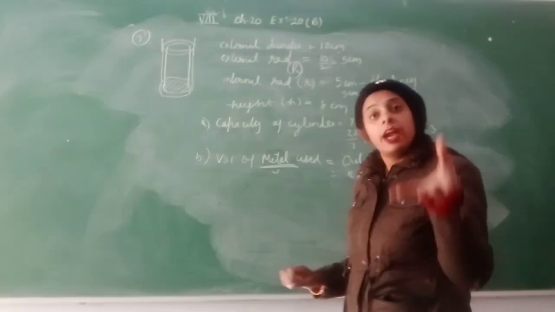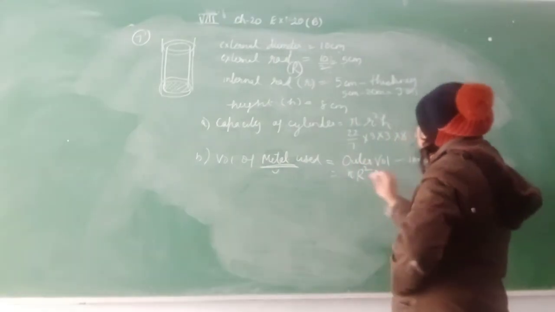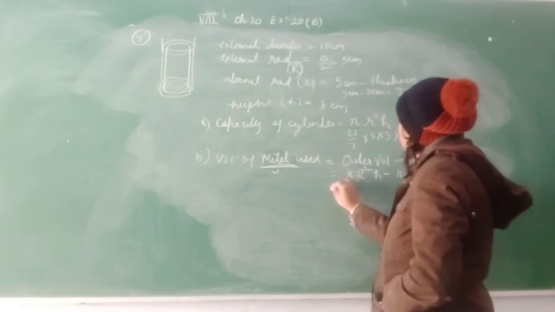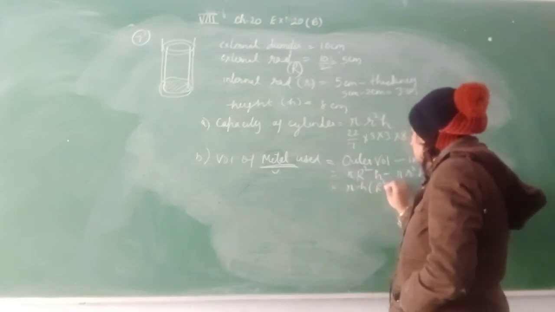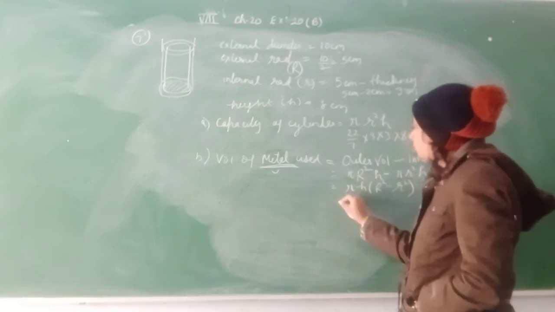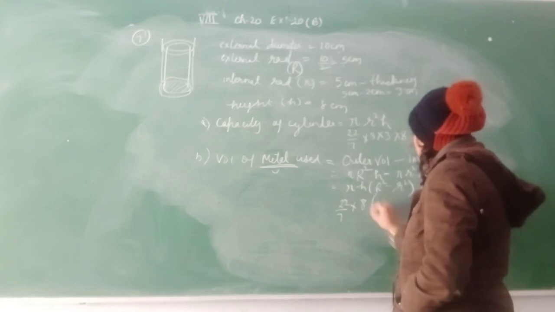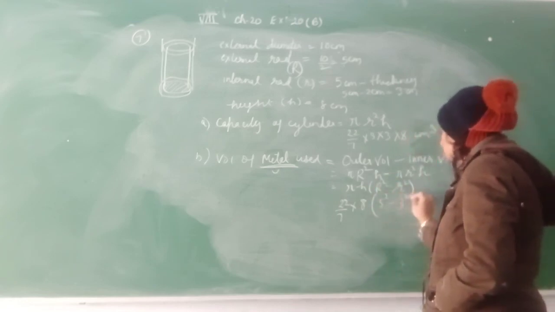Height doesn't matter, height will remain the same because the thickness is there. So h will be there, pi capital R square minus pi small r square. So you can take the common pi and h. You will write here capital R square minus small r square. Put all the values here. Your h is here 8 and capital R is 5. 5 square minus 3 square.